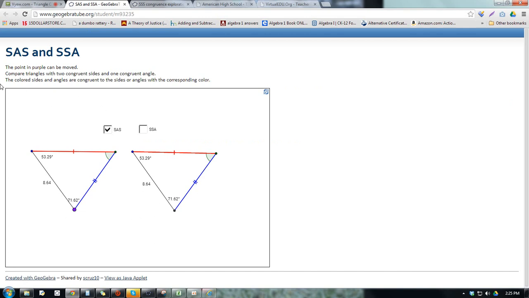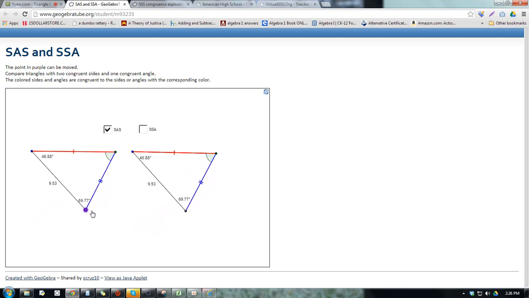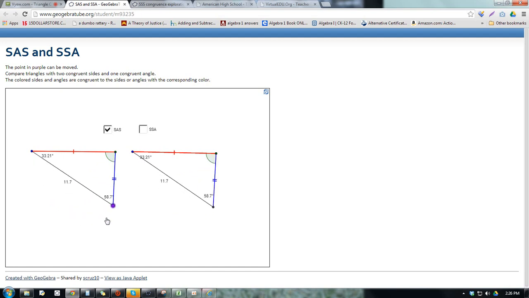All right, now if you open to this, you'll see check boxes, one with SAS and one with SSA. The two red lines will stay congruent. The two blue lines will stay congruent to each other, and then the angle in green is going to stay congruent. On the left-hand side, you'll see a point that's in purple. You can actually move this point, and when it moves, the other one will make it so that those two sides and that one angle are going to stay congruent to it. And it's going to give you all the possible cases where this occurs.